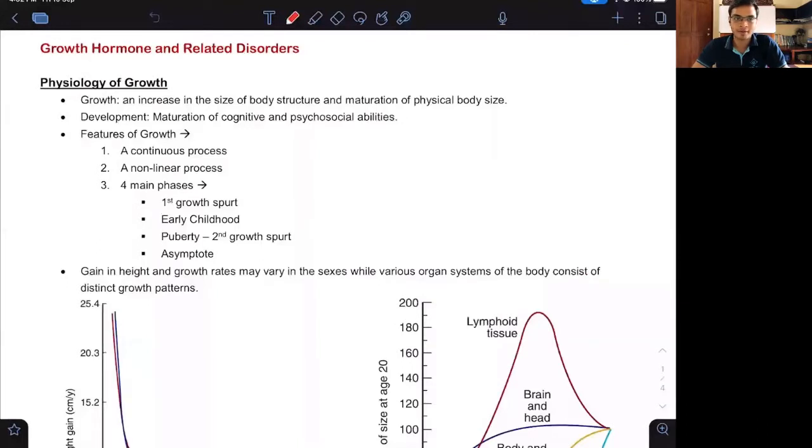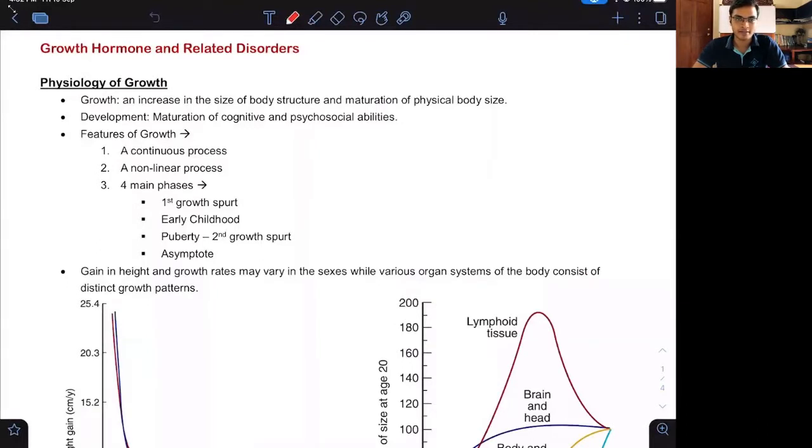Excess growth hormone secretion. Right. Okay. Anything else? After puberty. Despite... Good. Growth occurs despite there being closure of the epiphyseal plate. Right. Good. Okay. So you all have some idea, right?